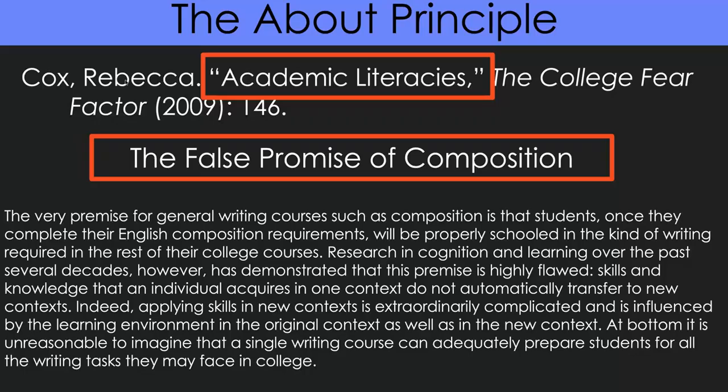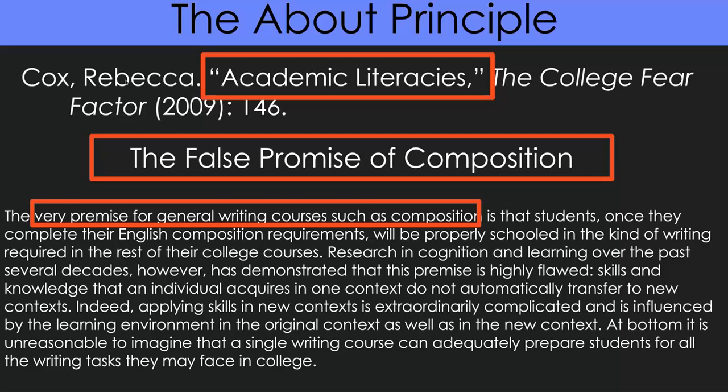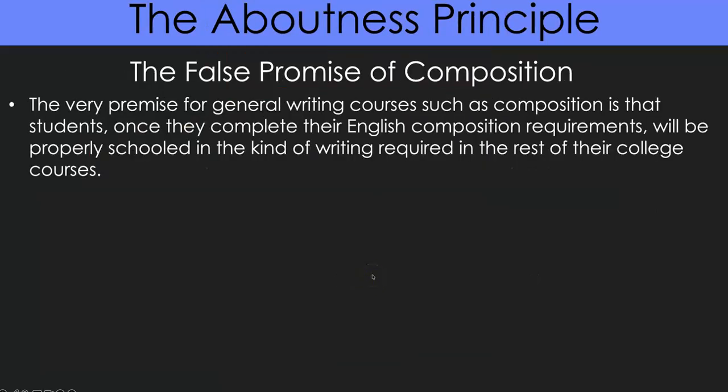And we can kind of see that if we just look at the first and last sentences of this paragraph, where the first one is talking about the very premise for general writing courses, such as composition, and the last sentence is talking about a single writing course. So we can start to see that all of these are about your ability to read and write in college. Then we're going to talk probably about a composition class like this, which is confirmed by the first paragraph's first and last sentences. So how could we see this in action?